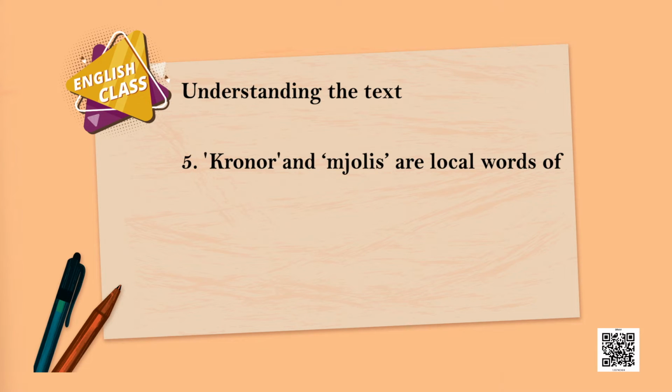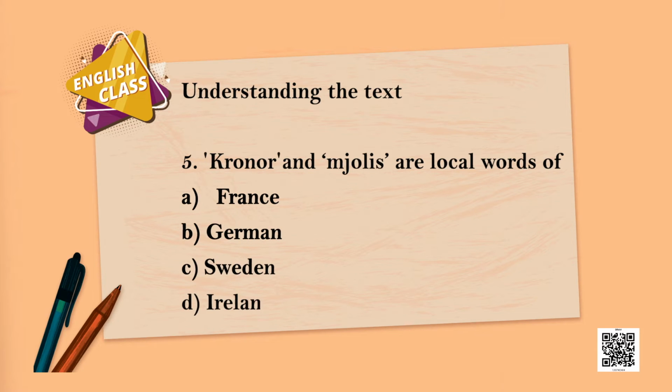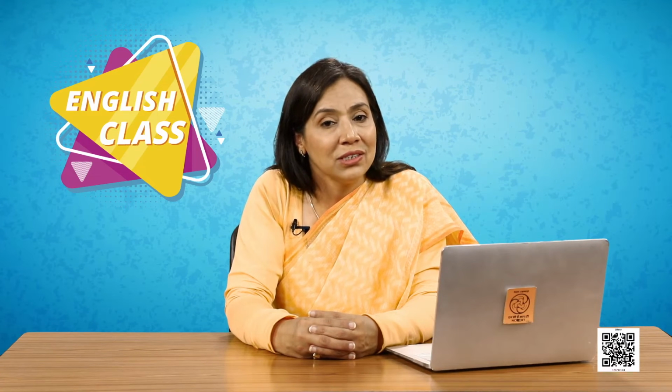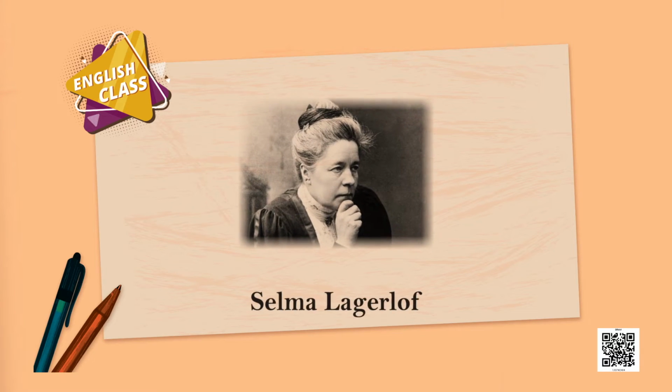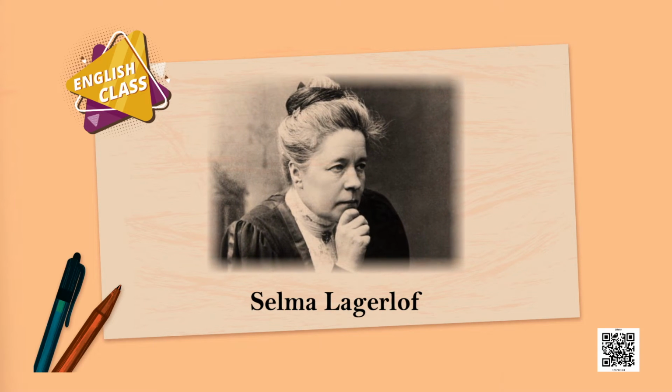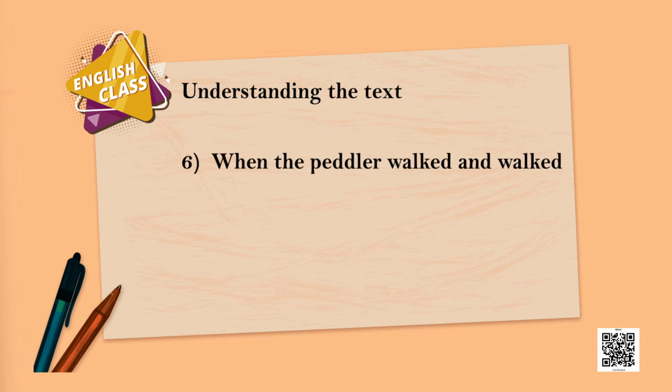Kroner and majolis are local words of A. France, B. German, C. Sweden, or D. Ireland. Yes, you got it right. The answer is C. Sweden. And to share with you that this story is written by a Swedish writer, Selma Lagerlöf. Now look at the next statement.